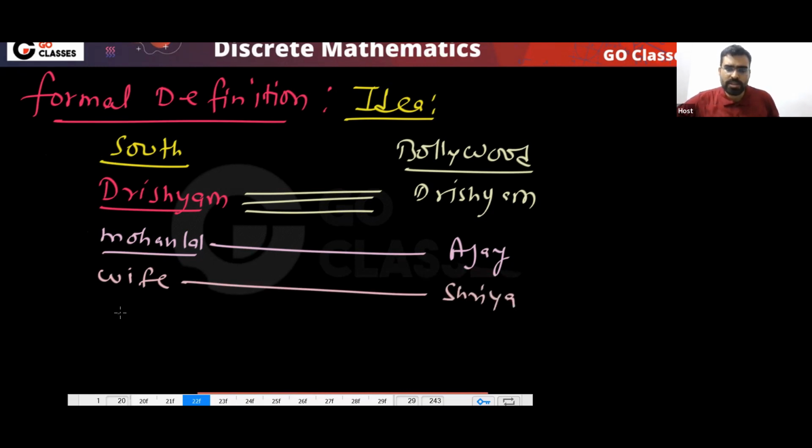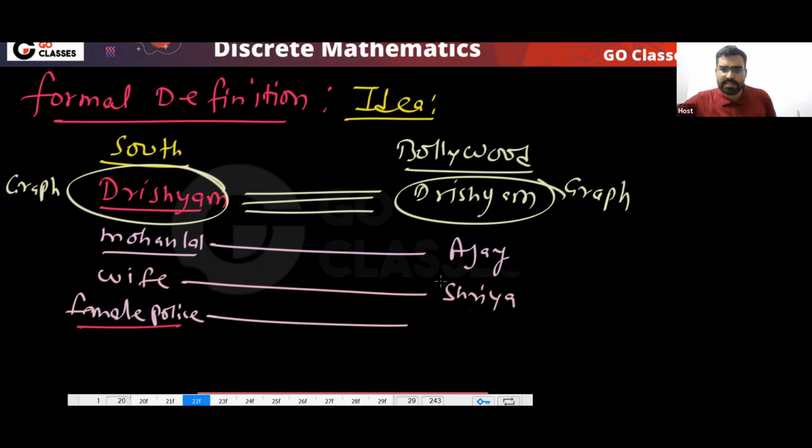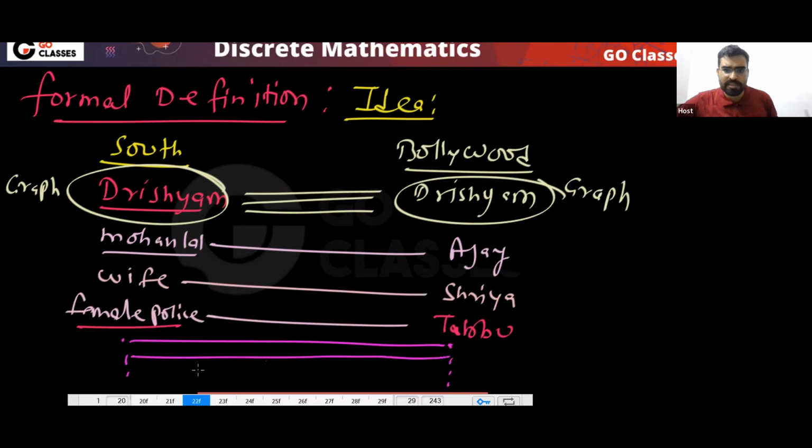Next, there is a female police inspector, and she has a corresponding vertex. Remember, this is a vertex in this graph, this is your graph. In this graph, this vertex has a corresponding vertex here, and that vertex is Tabu. Like this, and so on. Basically, every vertex has a corresponding vertex here. Correct? Yes or no? Very simple.